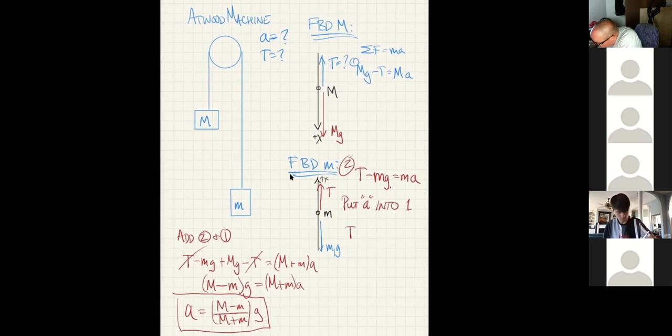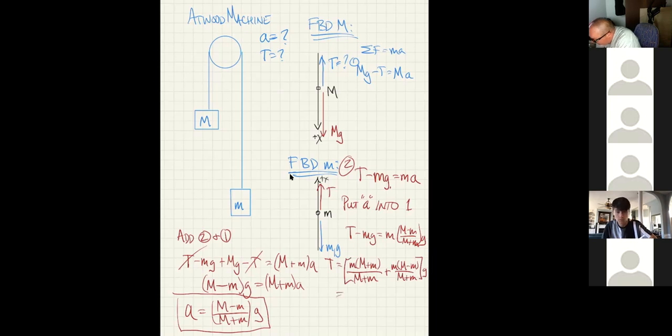So I'm going to say T minus MG is equal to M times M minus M over M plus M times G. So this tells you I can get a common denominator if I pull the MG over there by multiplying by M plus M over M plus M. So I'm going to say M times M plus M over M plus M, and then I have to add plus, because when the MG came over there, it came positive. Now I'm adding this, which was already there. This is going to be M times M minus M over M plus M, and all that's going to be multiplied by G.